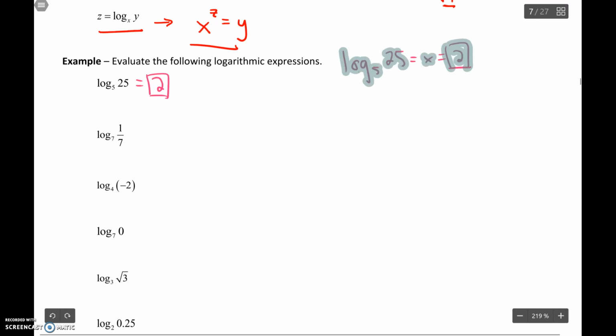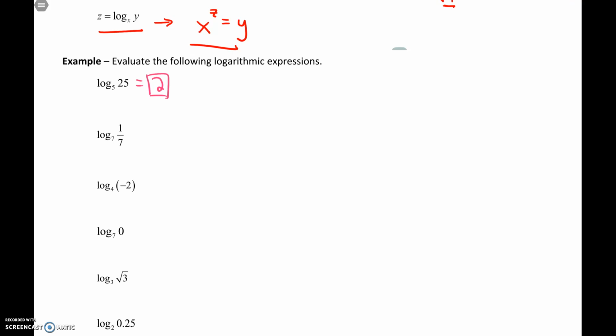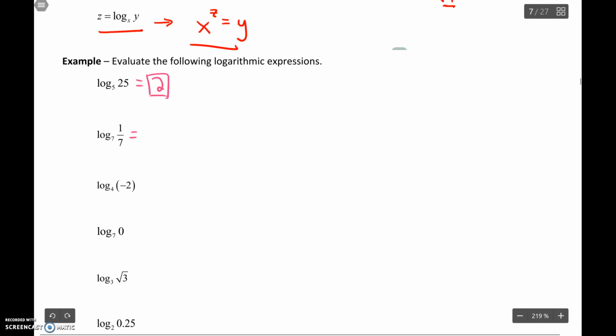So these are kind of tricky. On one hand, I want to try to do some in my head, but on the other hand, you guys might want to do some in your head, but maybe not too many. So for this one here, 7 to what power gives me 1/7? What power can I raise 7 to give me 1/7? What is the thing that moves that power to the bottom of the fraction? -1.